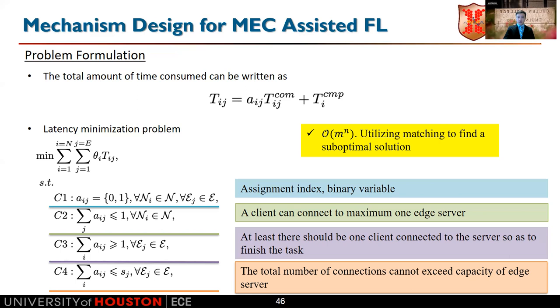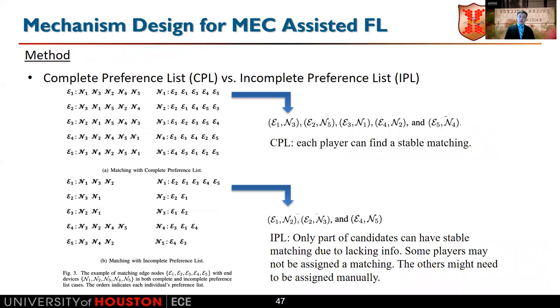So in order to reduce the complexity, we are utilizing a matching game to find the optimal solution. As mentioned previously, since it is a large-scale Internet of Things, the information exchange cannot be completed. For example, the CPU frequency of some mobile devices may not be known to the edge servers, and also the channel gains between the edge server and mobile devices may not be fully known. So here we introduce the incomplete preference list.